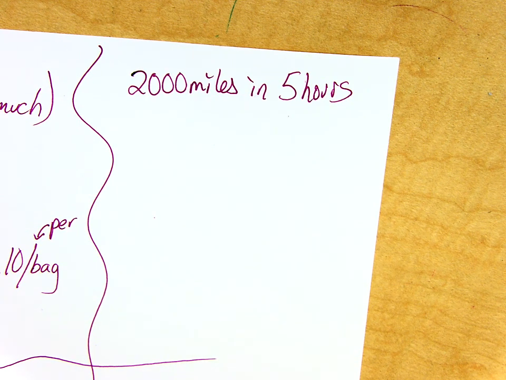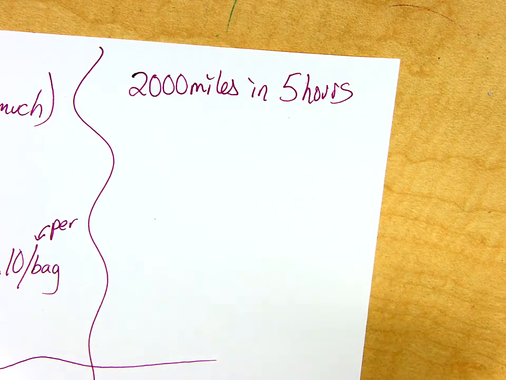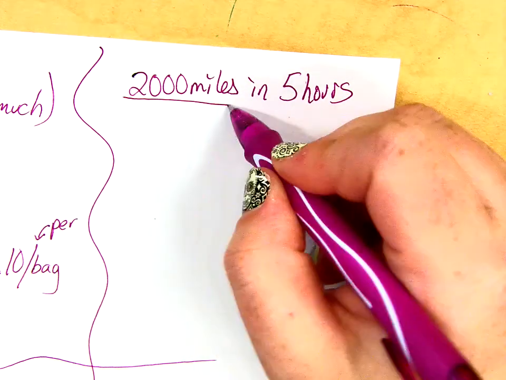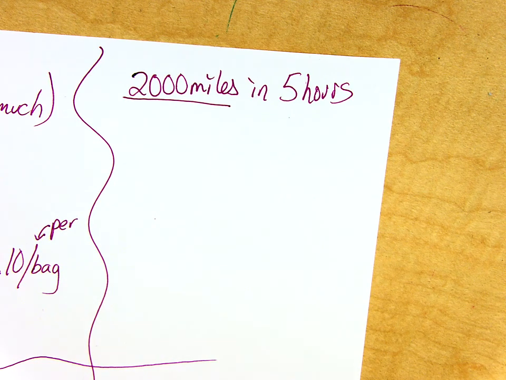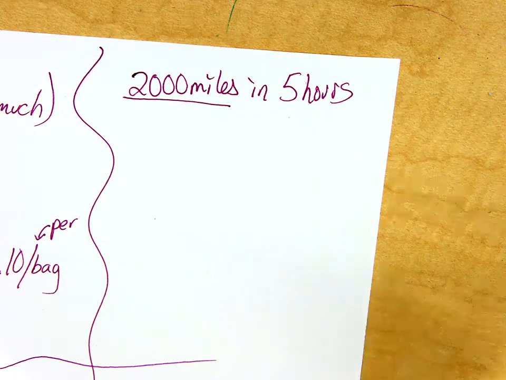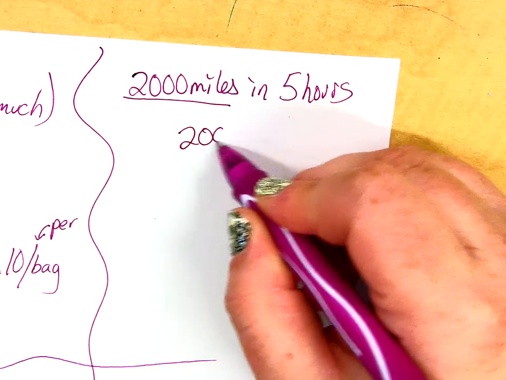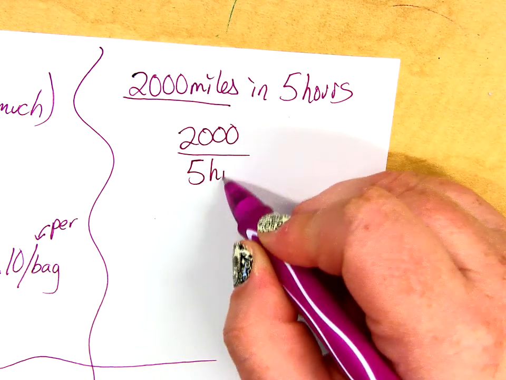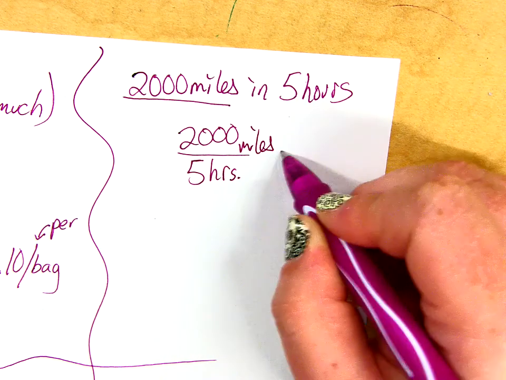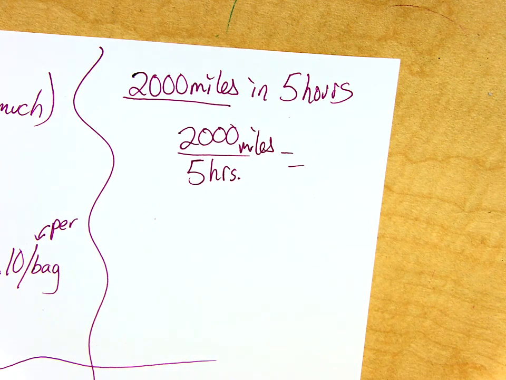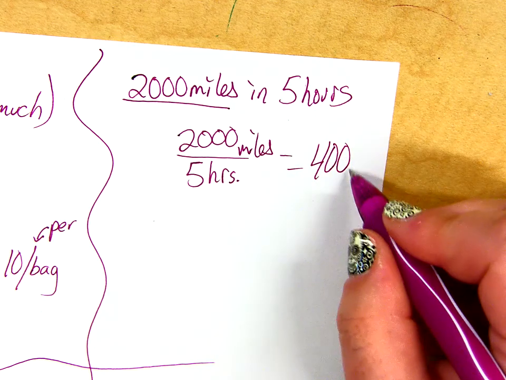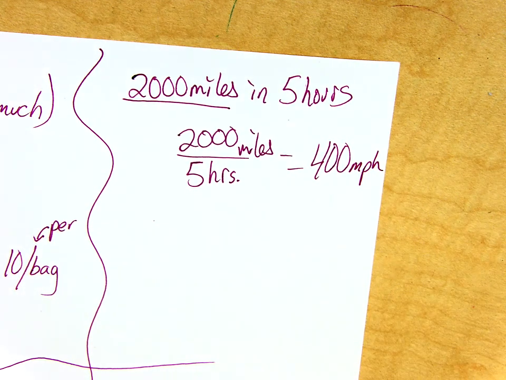If we want to find the unit rate in this case, it would be how many miles he goes in 1 hour. So how do I know which one to divide by which? Well, whatever you want to end up with tells you. If I want miles per hour, that means miles goes on top. If I wanted hours per mile, which is weird, then I would do hours divided by miles. But I want miles, so 2,000 miles divided by 5 hours. So when I do that division, I'm going to go ahead and get the unit rate, in this case, 400. So his plane is going to travel at approximately 400 miles per hour.